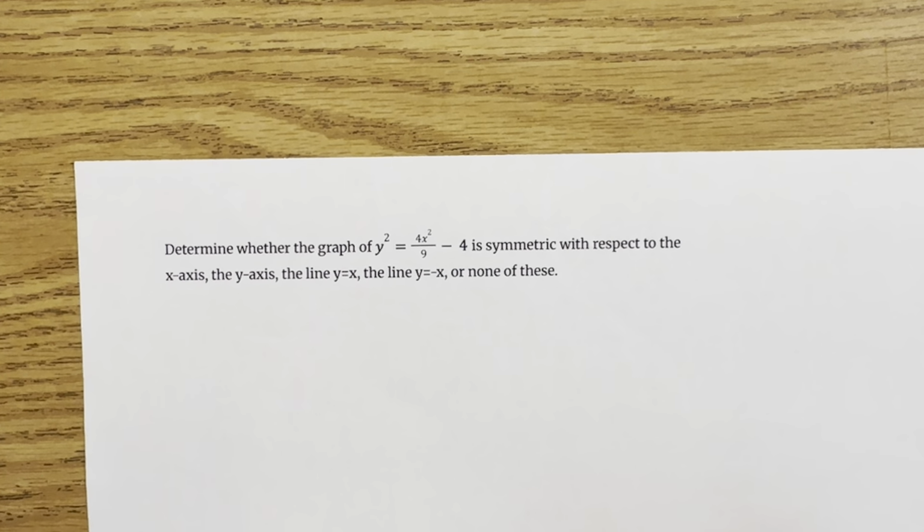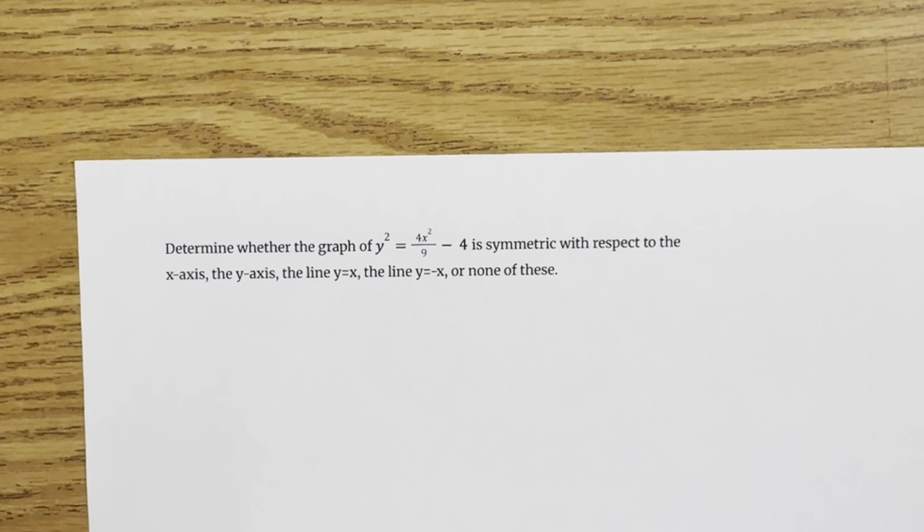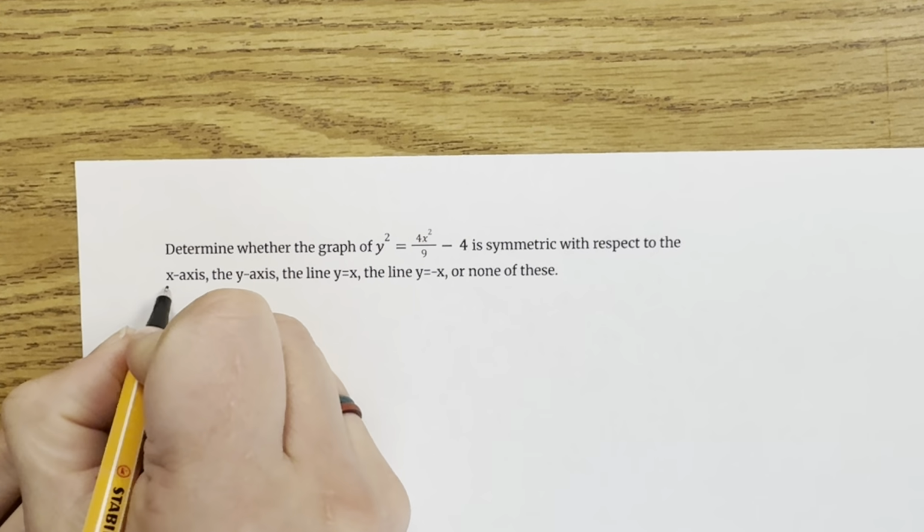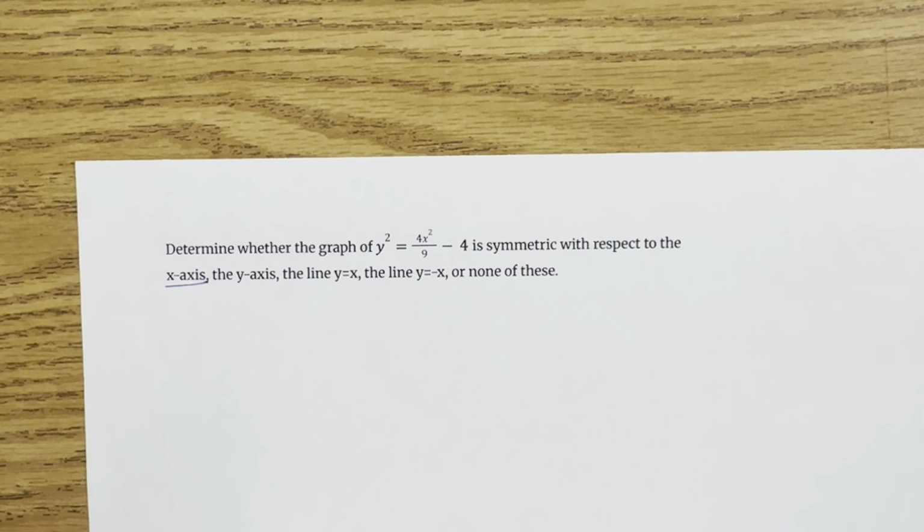All right. So my next problem asks me to determine whether the graph of y squared minus 4x squared over 9 equals 4 is symmetric with respect to the x-axis, y-axis, the line y equals x, and the line y equals negative x, or none of these. I realized I didn't grab enough colors out of my drawer. So I'll start with my first one here, my x-axis. I'm going to get one more color.